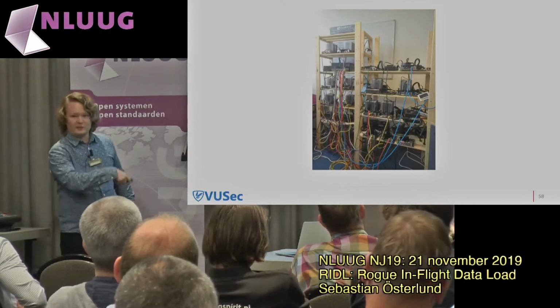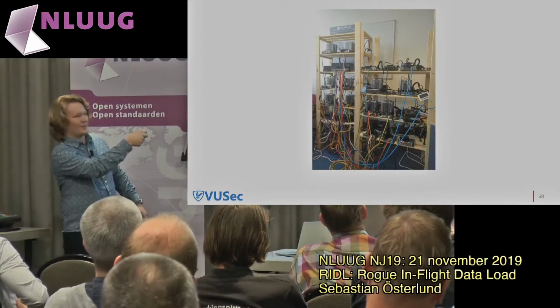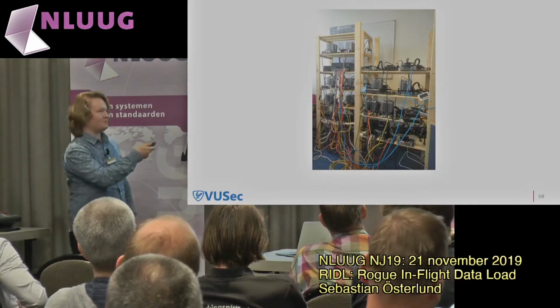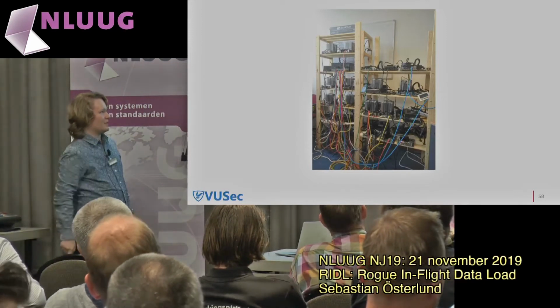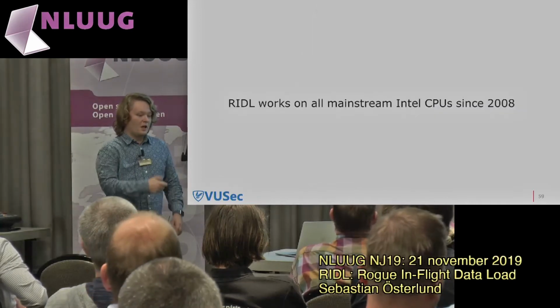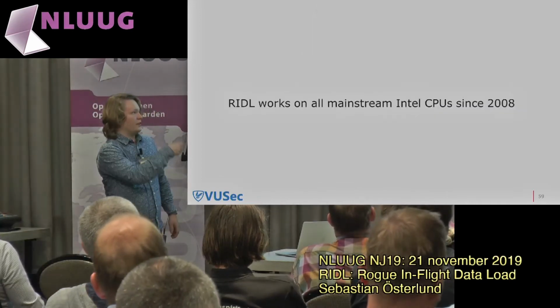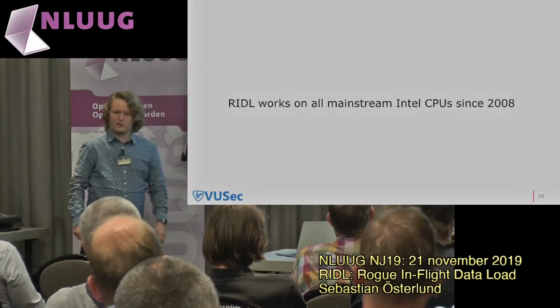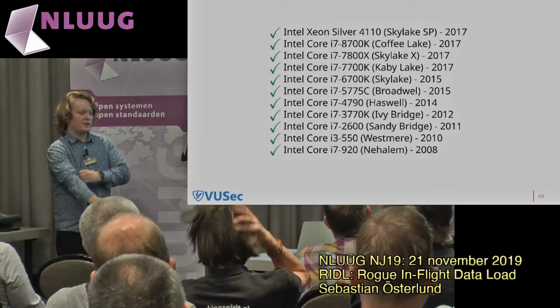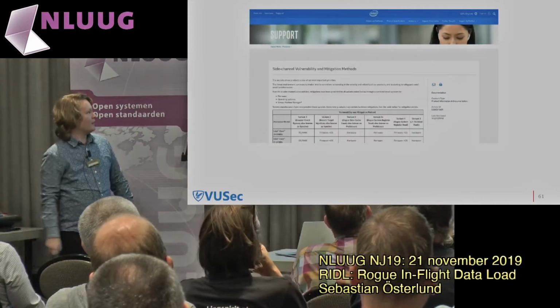So we bought a bunch of Intel CPUs from every generation and built a nice IKEA rack, nice cable management, right? We have this nice setup with every major Intel generation. And it turns out that it works on all mainstream Intel CPUs since 2008. So we have this nice check mark, it works on everything.